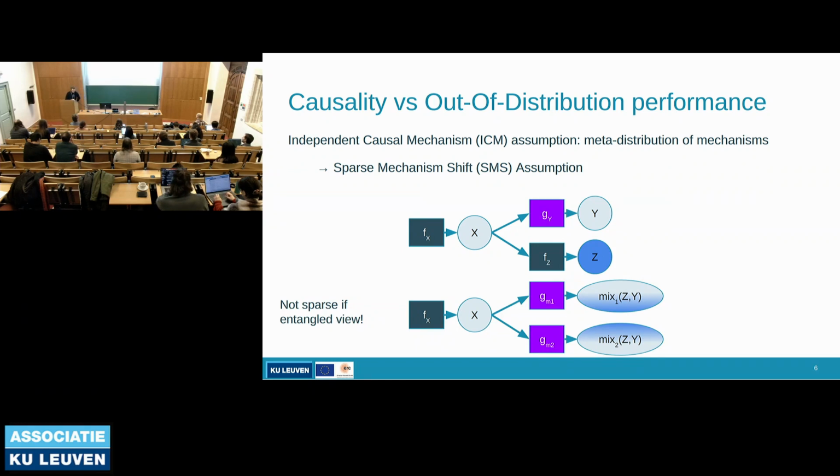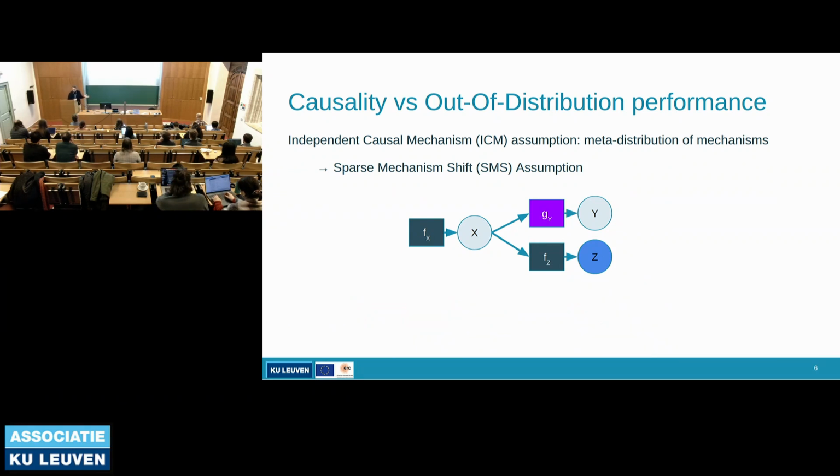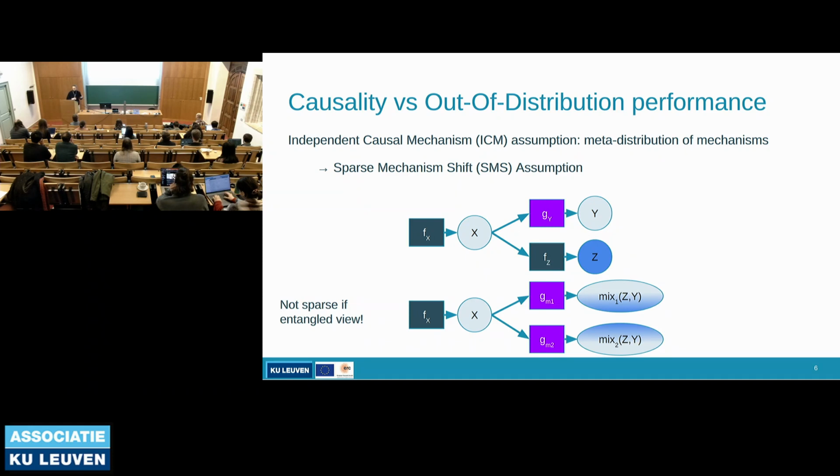Also to be noted is that if we don't immediately have direct access to what our causal variables are, but we still need to disentangle them, the sparse mechanism shift assumption only holds from the perspective of the correct disentanglement. When you look at a mix of the variables and see what their mechanisms would be, then it's no longer sparse; all of the mechanisms here need to change.